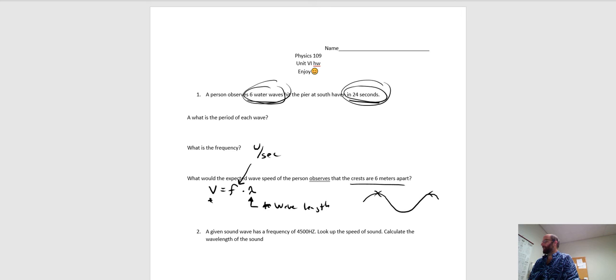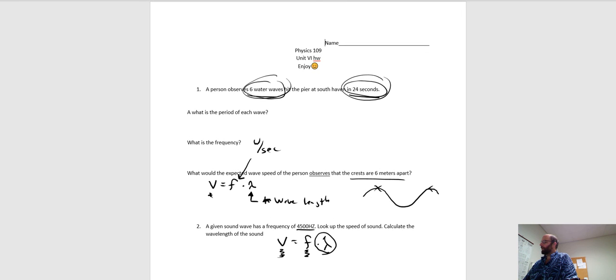Let's see, a given sound wave has a frequency of 4,500 hertz. Look up the speed of sound, and I meant that to be at room temperature, by the way. It varies a little bit with temperature, but I had meant that at about room temperature. Calculate the wavelength of the sound. So again, velocity of all waves is equal to frequency times the wavelength. So you're going to look up the speed of sound, and I'll give you a clue. That's a number between 300 and 400 meters per second, but I won't tell you which. I'm going to let you look that up. The frequency is given in the problem, and then this right here, this is the wavelength.